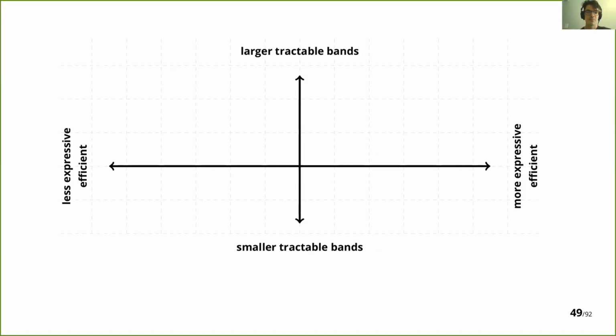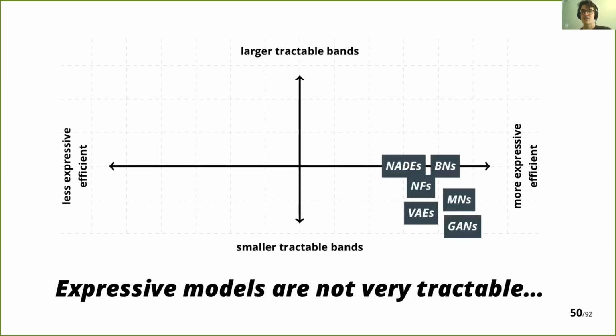So in this 2D plane, I'm going to put on the y-axis, the vertical axis, models according to the fact that they allow larger tractable bands. That is, they can answer a larger set of query classes if we go upwards. And on the horizontal axis, I'm going to try to order models such that on the right we have models that are more expressive or more expressive efficient, and on the left those that are less expressive. So as a recap, we can put all these VAEs, flows, GANs, but also general Bayesian networks and Markov random fields on this quadrant. So they are expressive, but they are not that tractable.